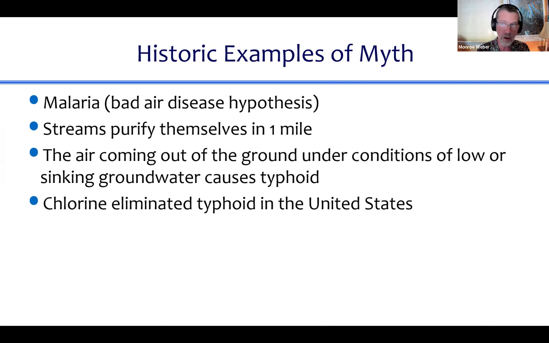And here's one that's really close to home for environmental engineers. We would like to believe, and there are plenty of textbooks that would show this, that chlorine eliminated typhoid in the United States. And I would happily have an hour-long discussion about that and show that the data doesn't actually support that. It was what the engineers at the time, at the turn of the century, in the early 1900s, wanted to believe. And they thought it just made so much sense. And so they interpreted the data in that way. But chlorine didn't actually eliminate typhoid.